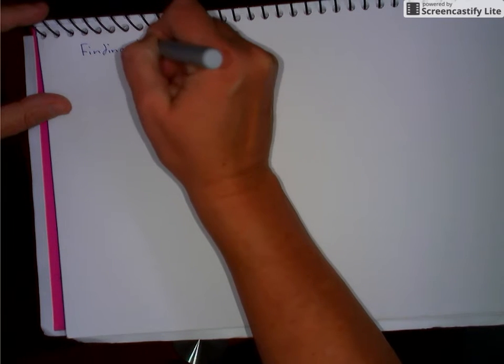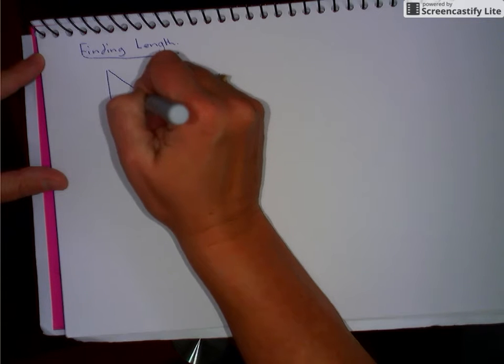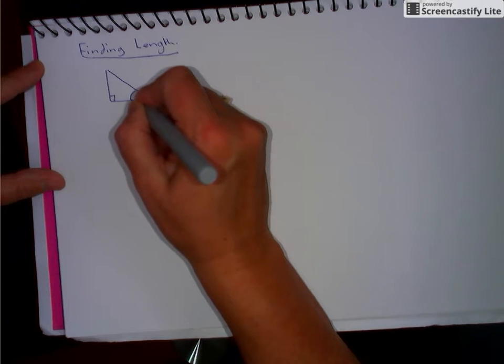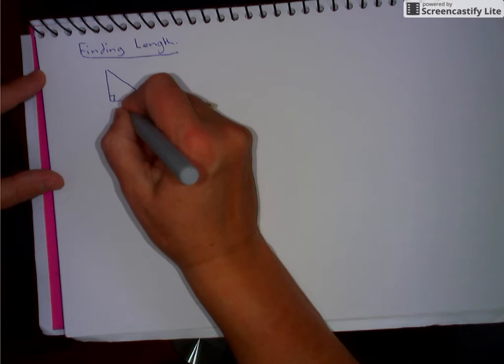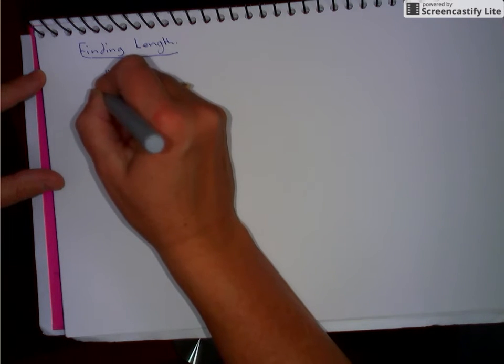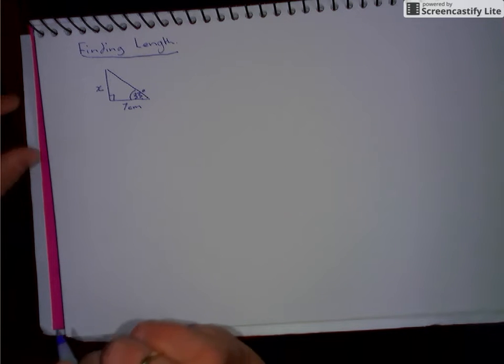Okay, in this trigonometry lesson, we're going to look at finding the length of a side. So let's look at this question. If I've got a right angle triangle, we know that this angle here is 33 degrees. We have a length here of 7 centimeters, and we want to find out this side here, x. So the first thing we need to do is work out what ratio we need.